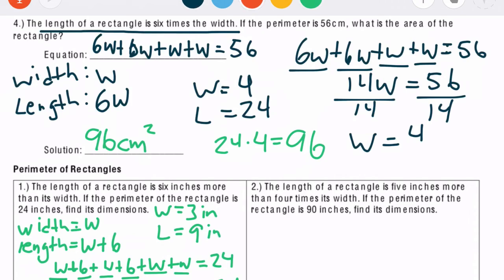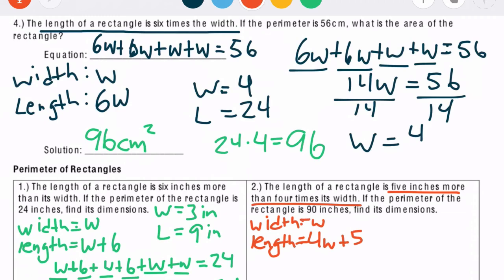Alright, number 2 is very similar, like I said. Define your variables. The width is W, and the length is 5 inches more than 4 times its width. 5 inches more than 4 times its width. So think back to that translating. 4 times its width is 4W, and then 5 inches more than that.